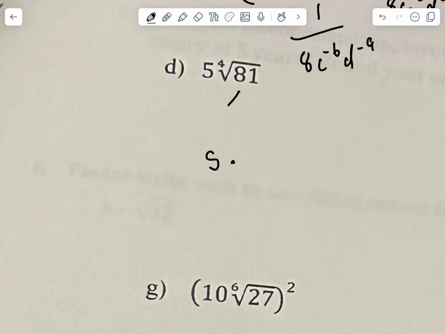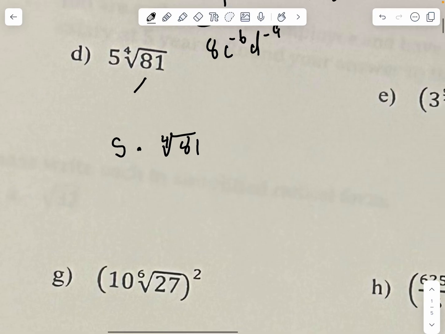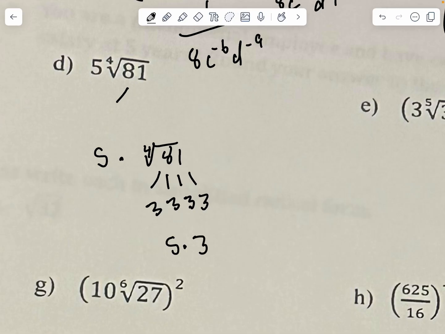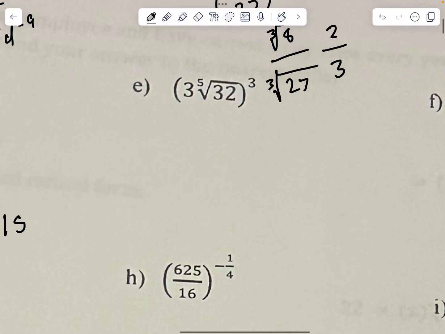5 times the fourth root of 81. So you have to find 4 of the same number that multiply to 81. So that's 3, 3, 3, and 3. So it's going to be 5 times 3, which is 15. Next one.